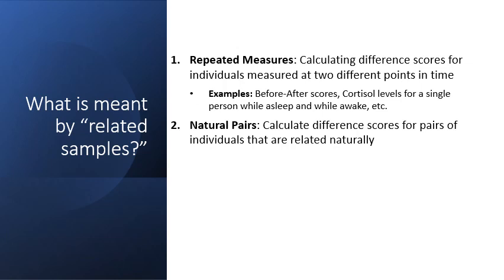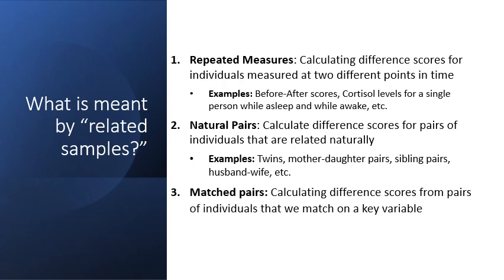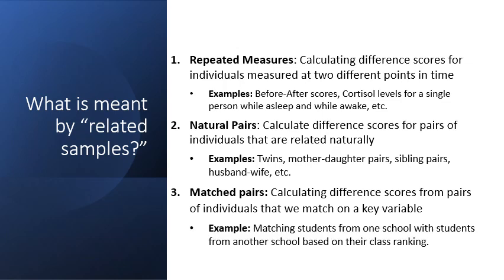In this case, we might find different scores for pairs of individuals that are related naturally in some way, like twins, twin siblings, or mother-daughter pairs, just general sibling pairs, husband-wife. These are natural relationships, best friends, and that's what we mean by natural pairs. Thirdly, matched pairs. And so we'd be calculating different scores from pairs of individuals that we match on a key variable, like matching students from one school with students from another school based on their class ranking. Let's look at each of these a little more.